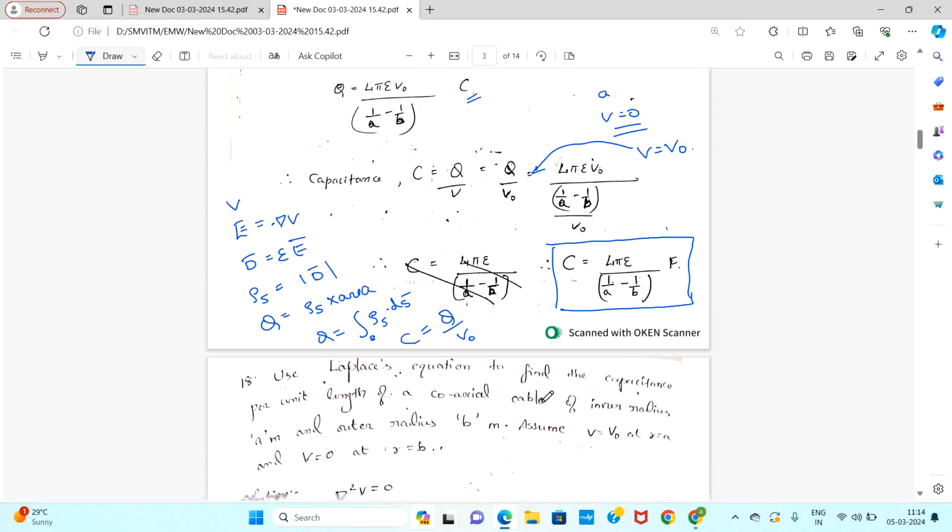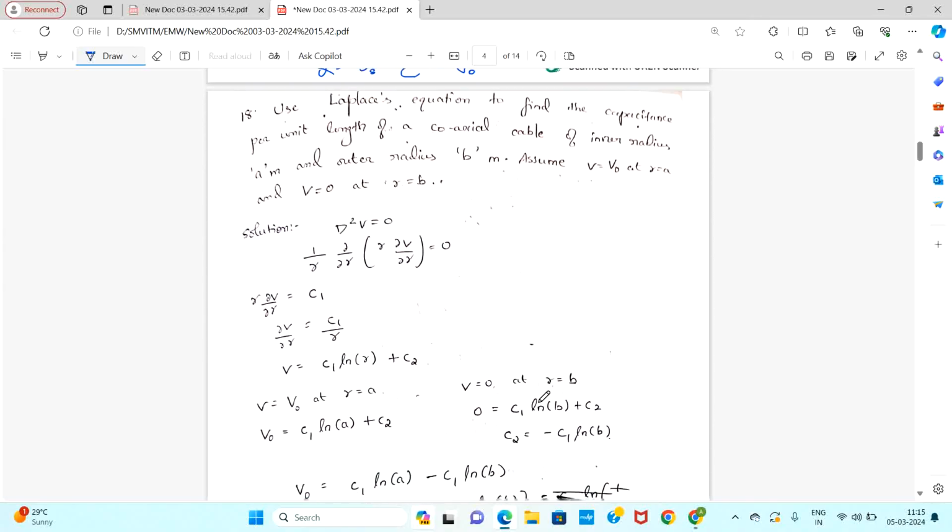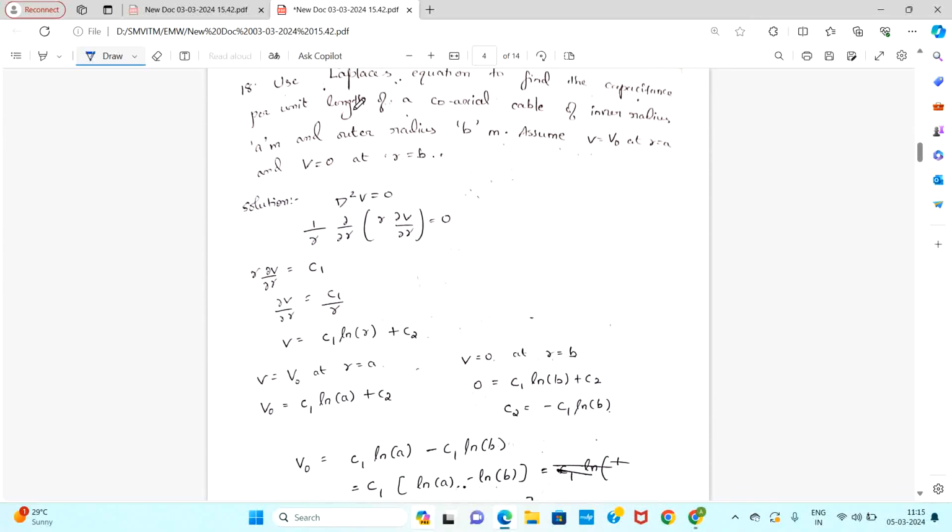So we'll move on to the next question. Second problem similar to this. So they've given you the Laplace equation to find capacitance per unit length of a coaxial cable of inner radius A and outer radius B. Assume V is equal to V naught at R equal to A and V is 0 at R equal to B. So whenever they say coaxial cable, it is nothing but cylindrical coordinate system. Okay, it is cylindrical coordinate system.